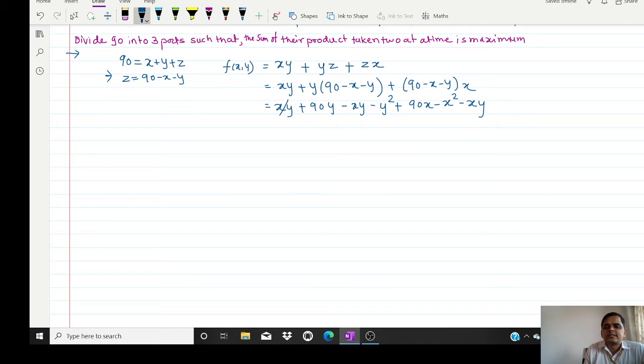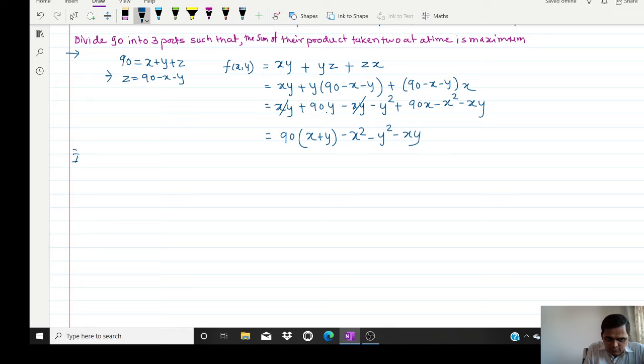Just have a look. Plus xy minus xy get cancelled. So what I'm getting now? 90. See here y and here it is x. So 90x plus y minus x square minus y square minus x into y. So this is our f of x.